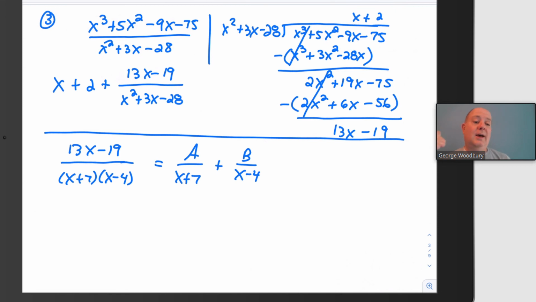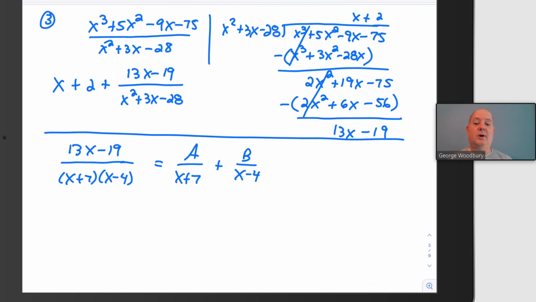Again, we've only had single non-repeated linear factors here. So no x plus 7 to the third power, and no x squared plus 4x plus 7 as a factor in the denominator. When that's the case, for each factor in the denominator, we put a new constant over that factor and take their sums. So A over the first factor plus B over the second factor.